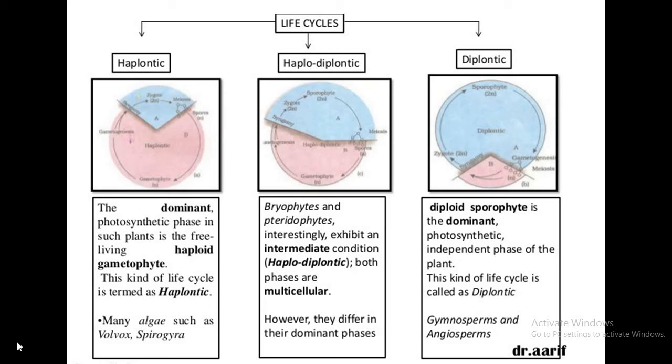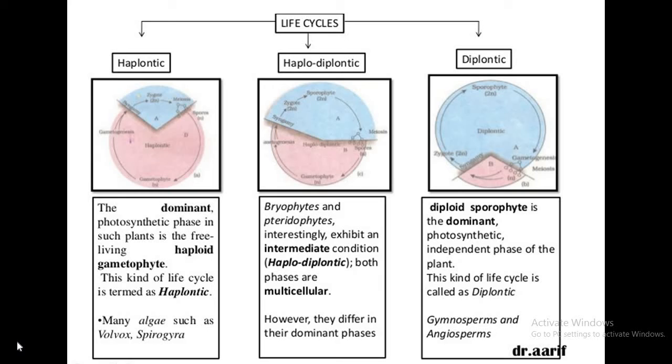Then come to the second one. The second one is diplontic. Now just move to the third diagram on the screen, diplontic. Now if you see this diagram, children, the plant body is a sporophyte. So this is 2N. Again refer to the diagram which is there in your book.